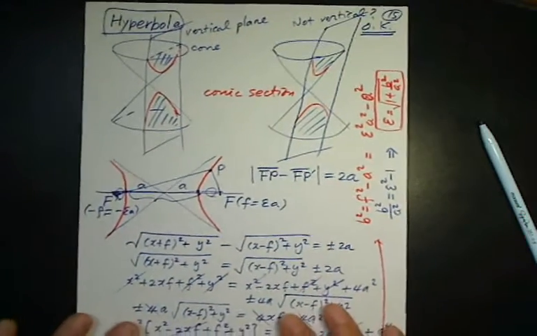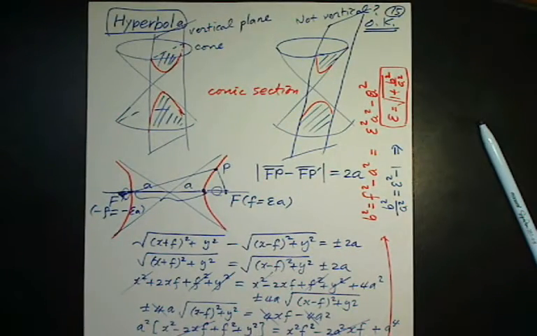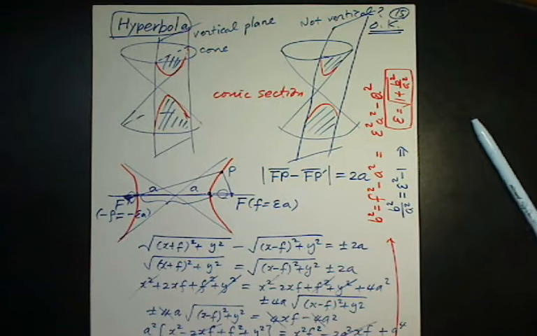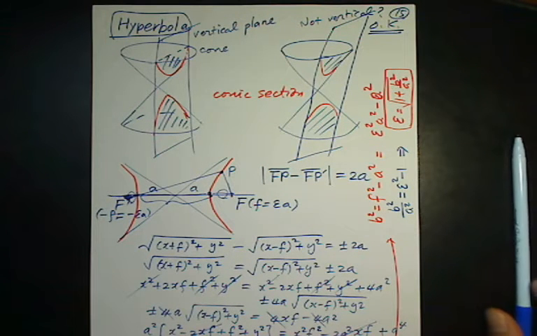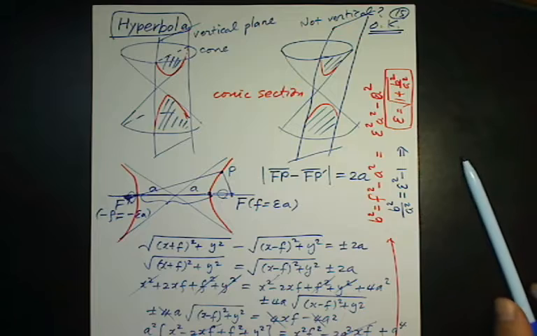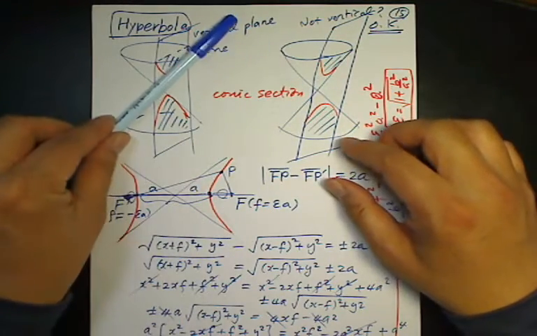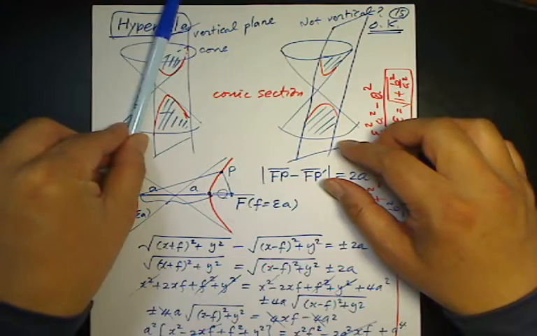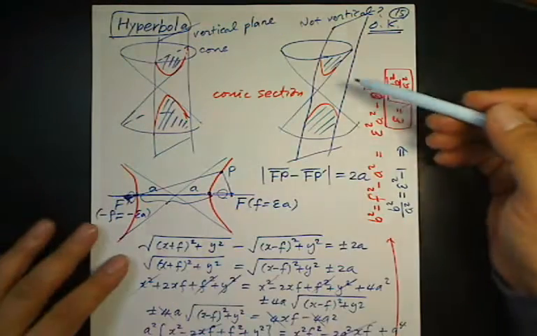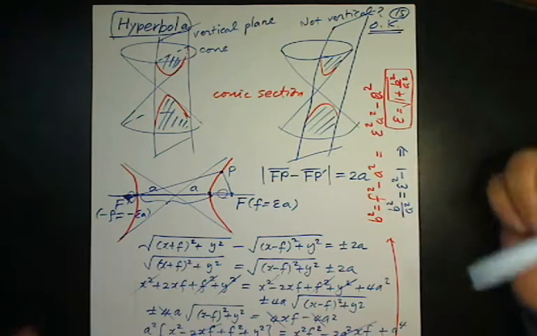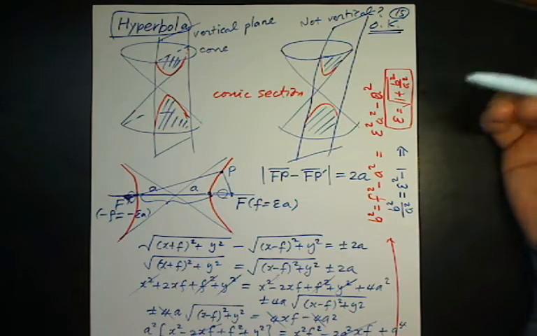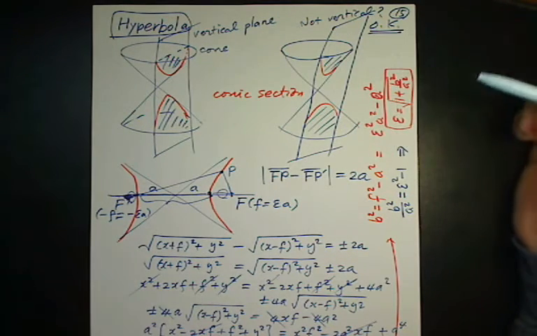Next, we consider the hyperbolic orbit. A hyperbolic orbit is obtained by cutting the cone the vertical way, at an angle steeper than this angle. In any case, we will find the hyperbolic orbit on this conic section plane.